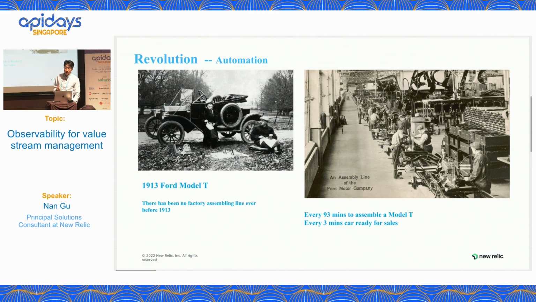So today, well, I forgot to introduce myself. My name is Nan Gu. I'm from New Relic. I'm the principal solution consultant. Today, I'm going to introduce a topic called value stream mapping with observability.